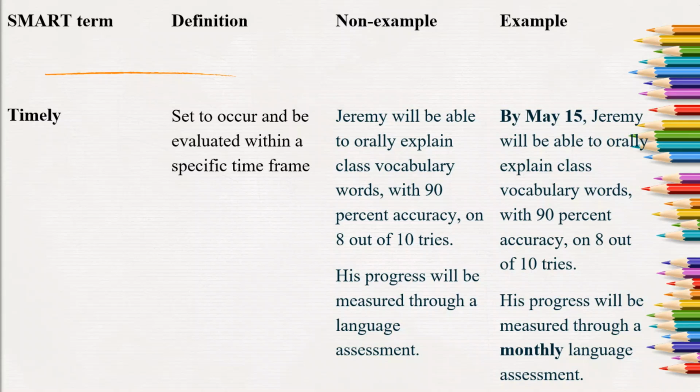The last part of the SMART term goal is timely, the T. That means set to occur and be evaluated within a specific time frame. A non-example is Jeremy will be able to orally explain class vocabulary words with 90% accuracy on 8 out of 10 trials. His progress will be measured through a language assessment. The problem with this one is that it doesn't give any type of date or time frame. So we want to make sure that we're always very clear about when we expect a student to accomplish a goal by. So here we say by May 15th, Jeremy will be able to orally explain class vocabulary words with 90% accuracy on 8 out of 10 trials.